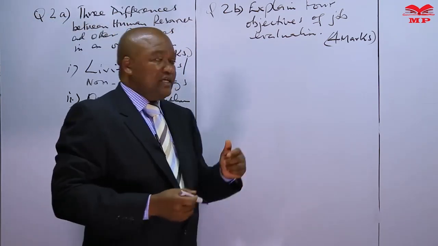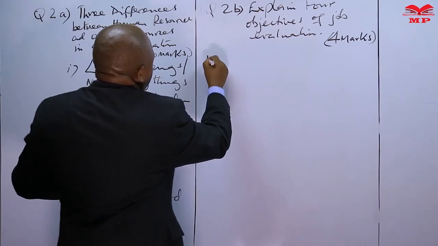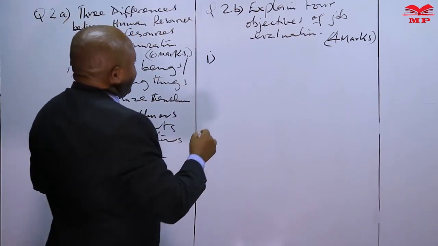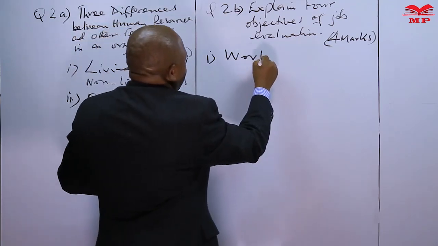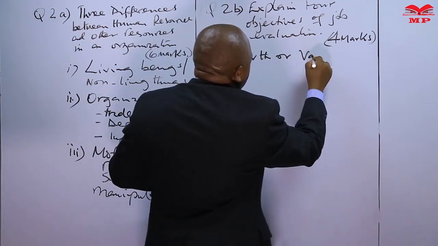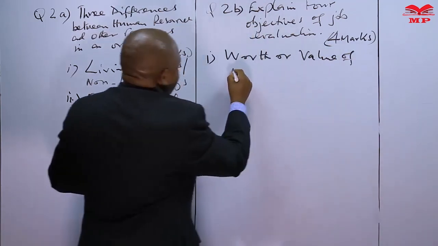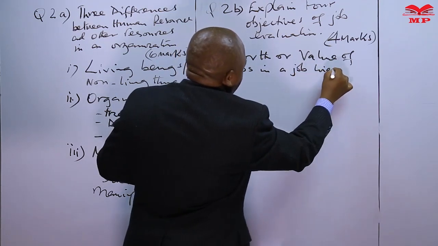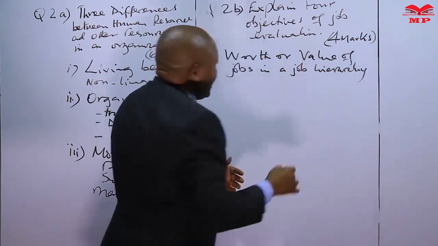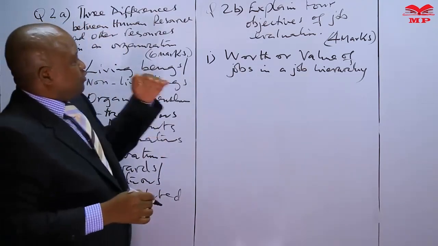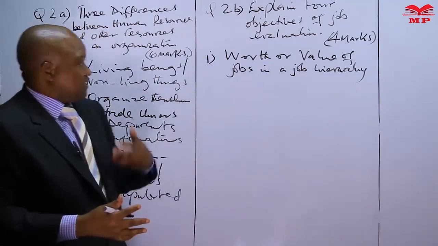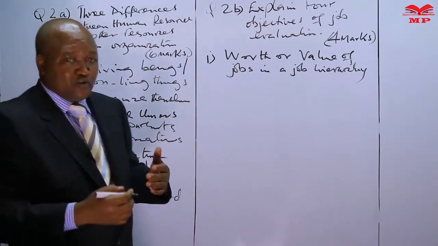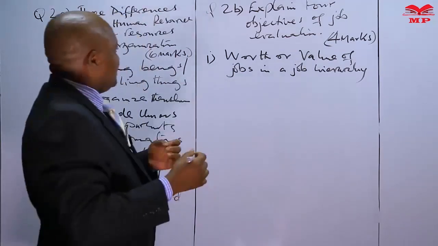So from this question, from that background, if the candidate is expected to explain 4 objectives of job evaluation, then one of the sample answers might be that job evaluation is intended to find out the worth or value of jobs in a job hierarchy. Some jobs might be higher, some might be lower. So the objective of job evaluation is to find out what the worth of a given job is, what the value of a given job is in comparison with others within that particular organization.